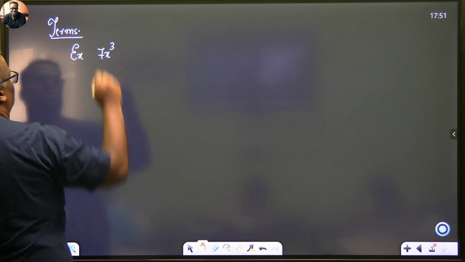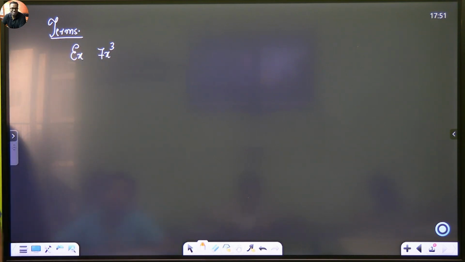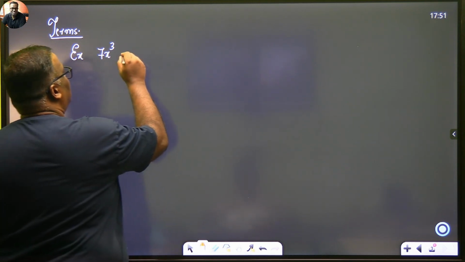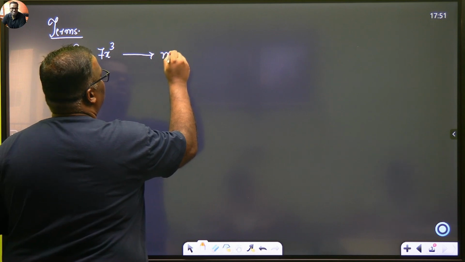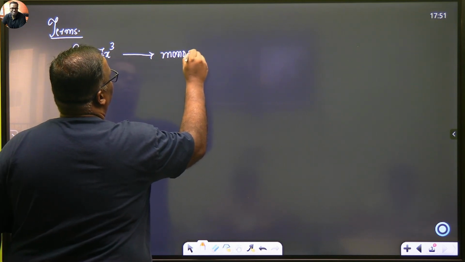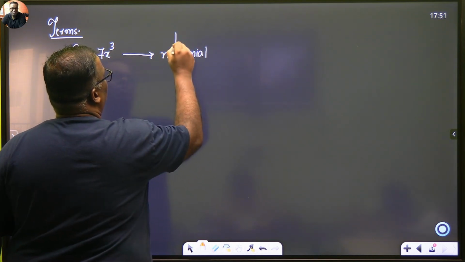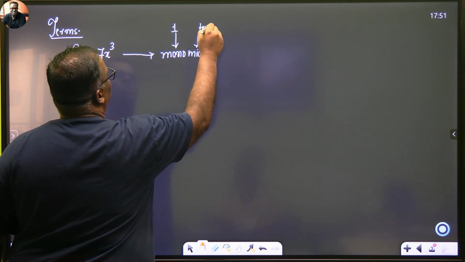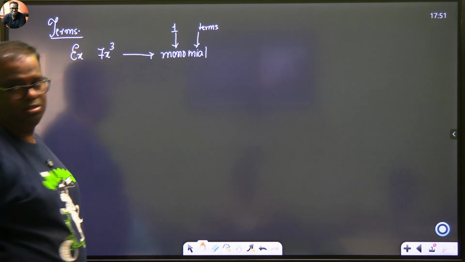7x cube. What do you see? This is an algebraic expression in one term with one variable x with a power of 3 and a coefficient of positive 7. How many terms are there? One term only. Are there operators involved? Yes, multiplication is the operator involved. So here the number of terms is 1. Whenever it is one term, we call it a monomial. Mono stands for 1 and mial stands for the number of terms. Single term, monomial. Did you understand?